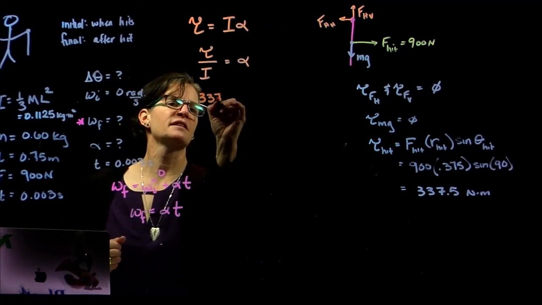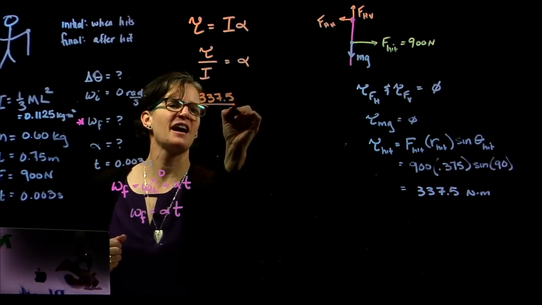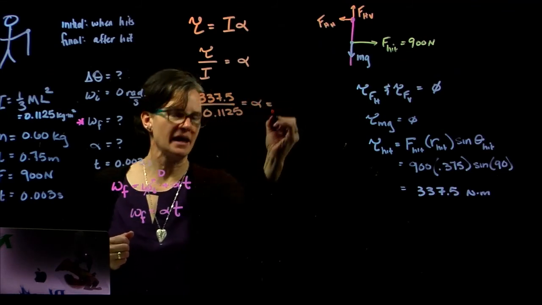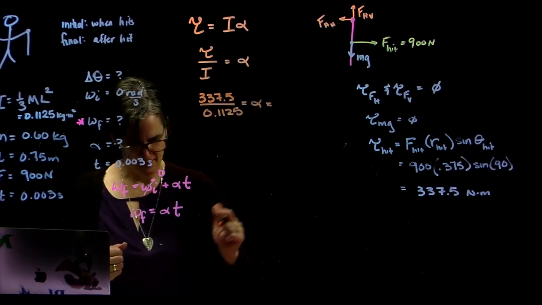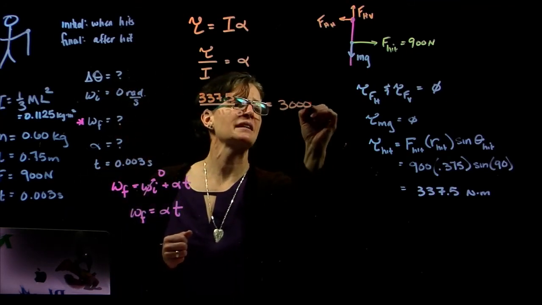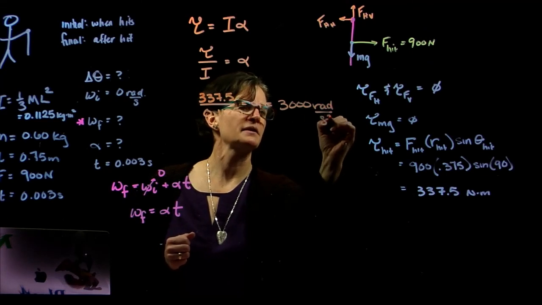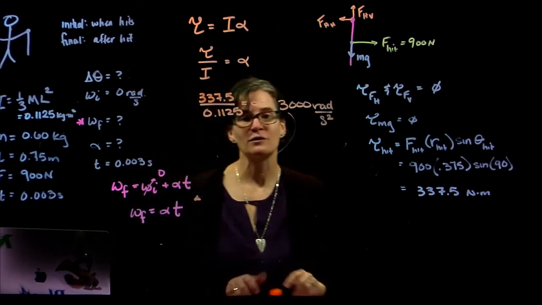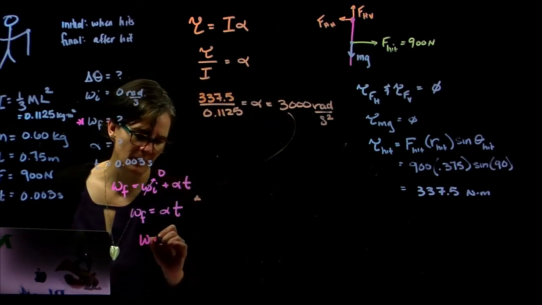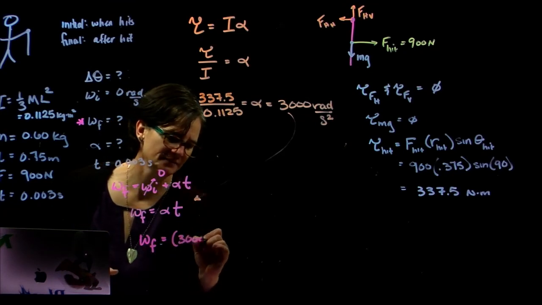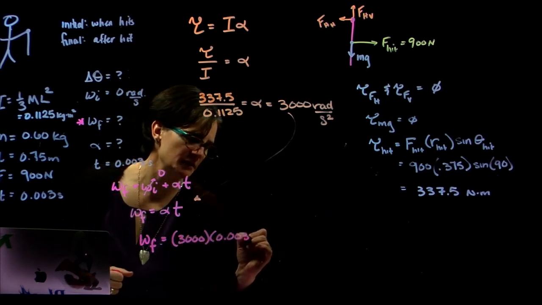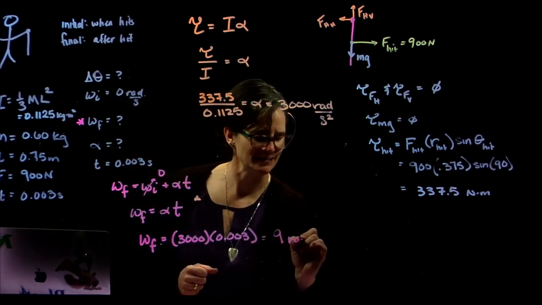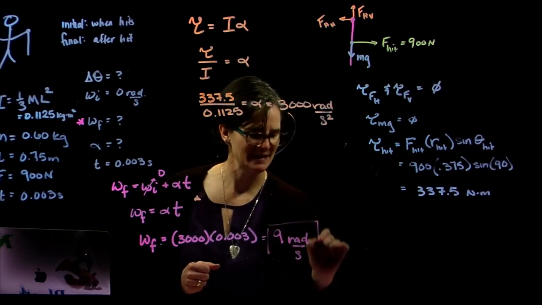Okay, so I can now use this in my relationship for the angular acceleration. So I have 337.5 divided by 0.1125 is going to equal my angular acceleration, and that's 3,000 radians per second squared, which I can now use to solve for my angular speed. So my angular speed is 3,000 times 0.003, and I get an angular speed of 9 radians per second.